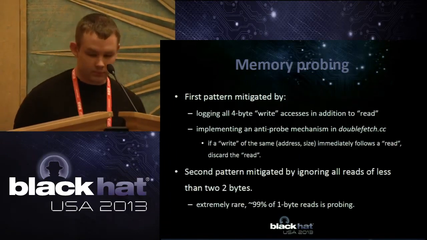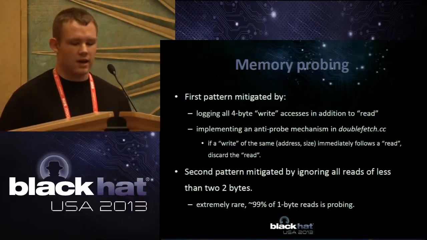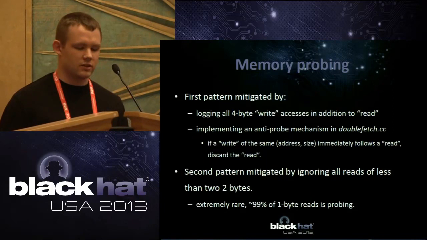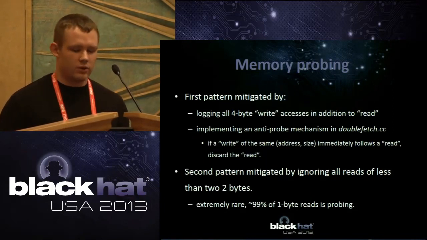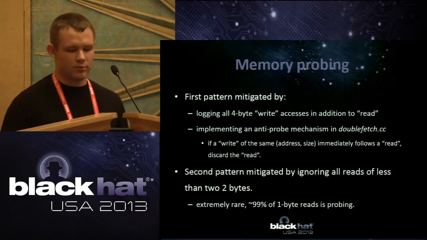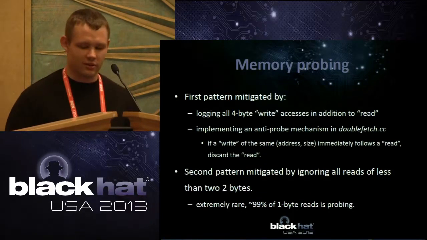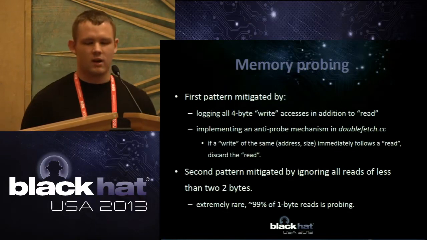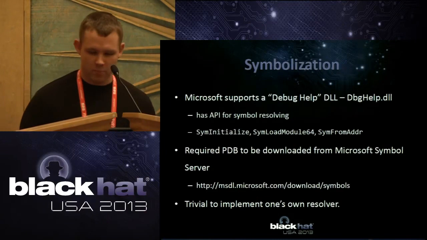So the first pattern was mitigated by logging all 4-byte write accesses in addition to the read ones. And then we could use that additional information to filter out all of the patterns where there was a 4-byte read followed immediately by a 4-byte write, in which case we just figured that this would be a probe and not a real read. And the second pattern was mitigated by just ignoring all reads of less than 2 bytes, because it turns out that there are so few legitimate 1-byte fetches from user mode in the kernel that we could just safely ignore them.